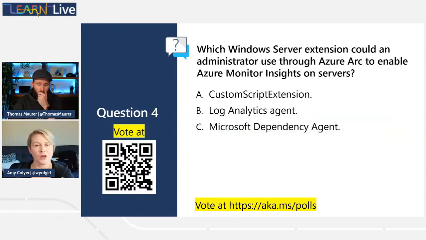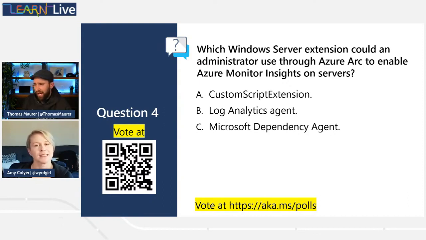Oh, sure. Which Windows Server extension could an administrator use through Azure Arc to enable Azure Monitor Insights on servers? Another tricky one, because A is the custom script extension, which would be running custom scripts. B, log analytics agent. C, Microsoft dependency agent. Again, tricky. But we did have to use, to see those dependencies on that monitoring page, that dependency agent installed. So I'm leaning towards that. But then there's that log analytics agent. I don't know.